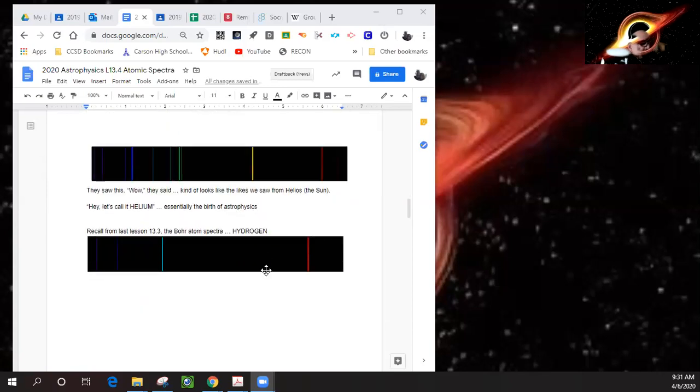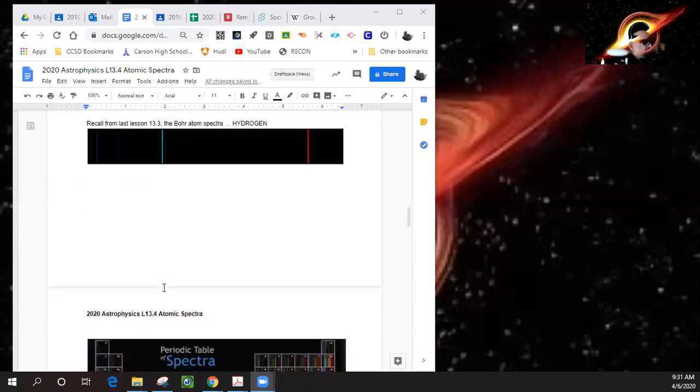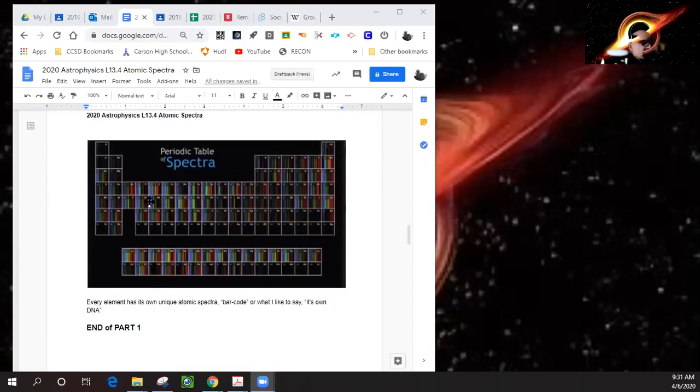From last class, we saw that hydrogen had these four lines. This was 650, this is about 486, this was about 434, and this was 410. That's from last class. Every element on the periodic table has its own unique spectral lines. I like to say it's like a barcode or its own DNA, every element. This will be the end of part one.